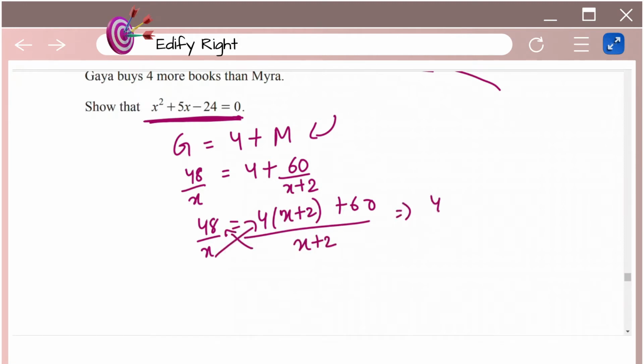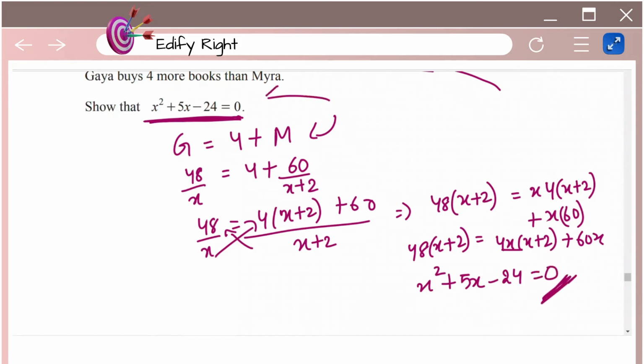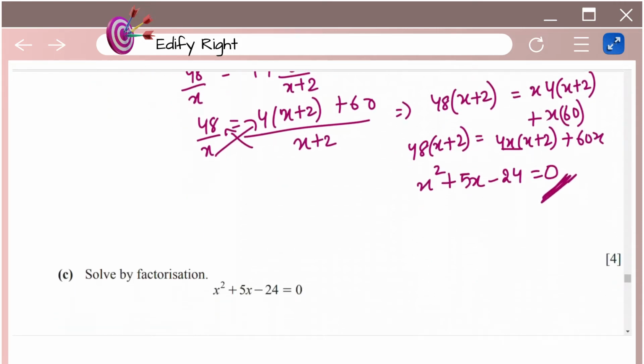So that would be 48 into X plus 2 is equal to X into 4 plus X into 60. So that is 48 times X plus 2 is equal to 4X into X plus 2 plus 60X. Open the brackets and solve the sum. You get X squared plus 5X minus 24 is equal to 0. So this is the same expression as the one shown in the question.